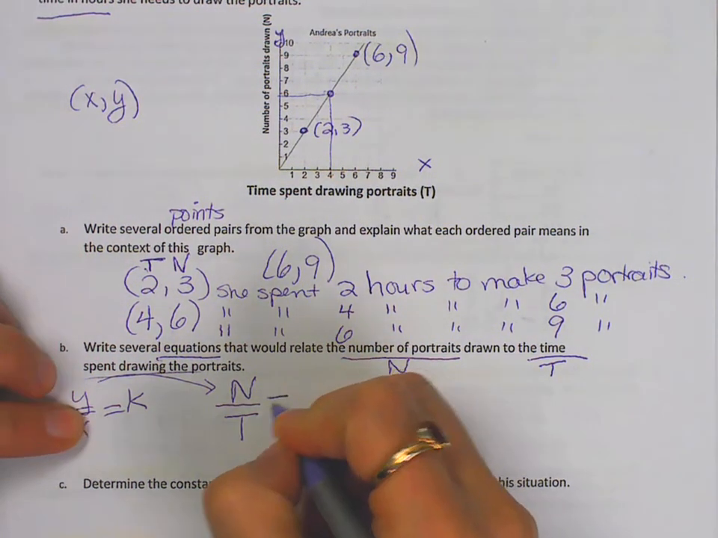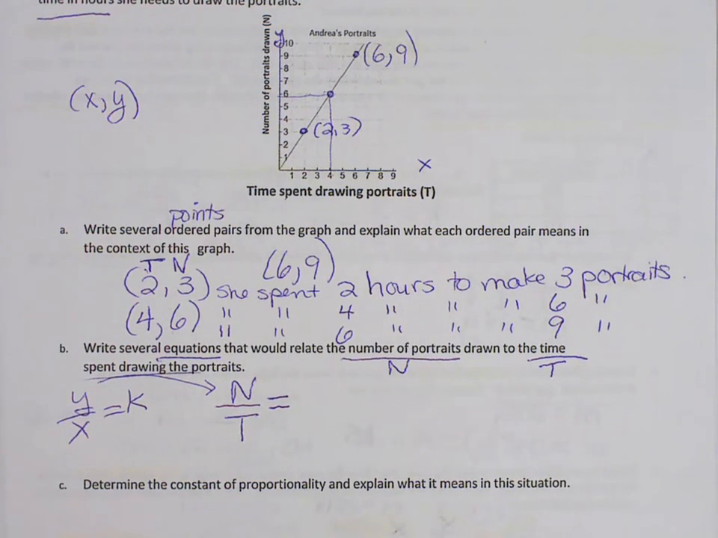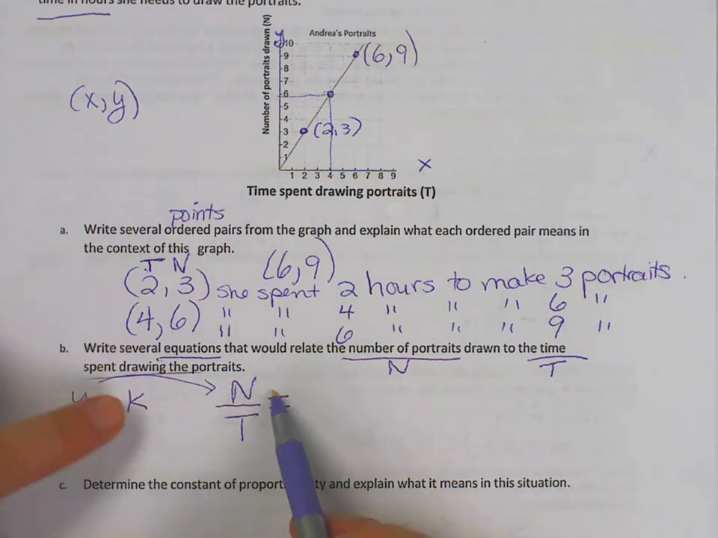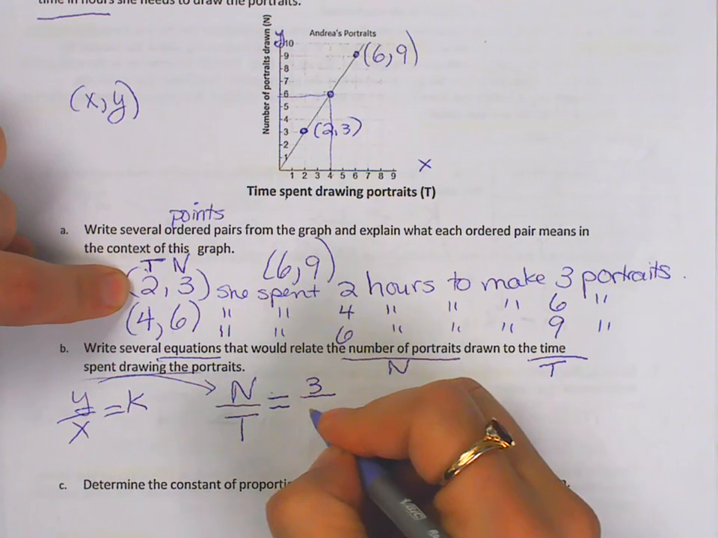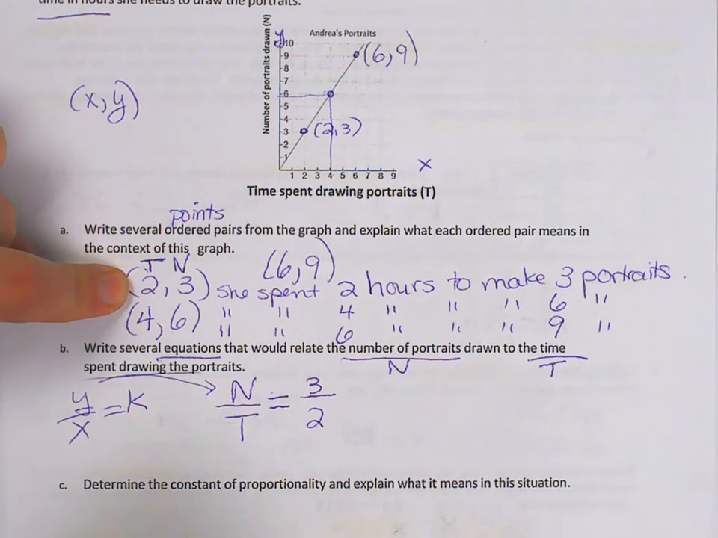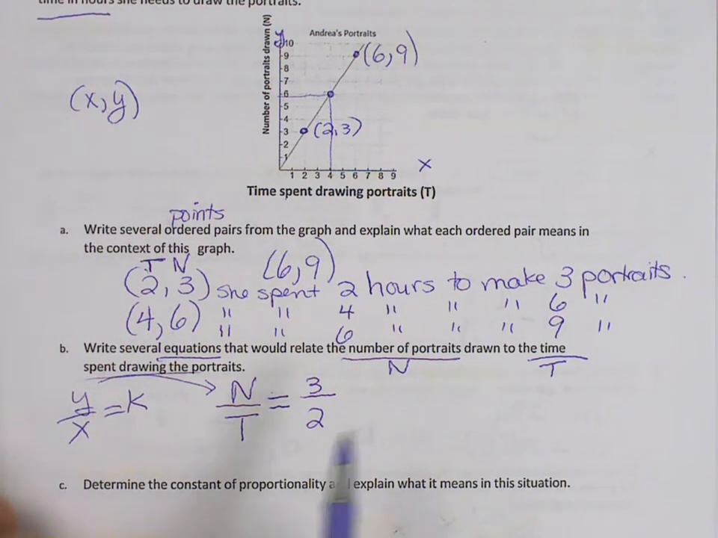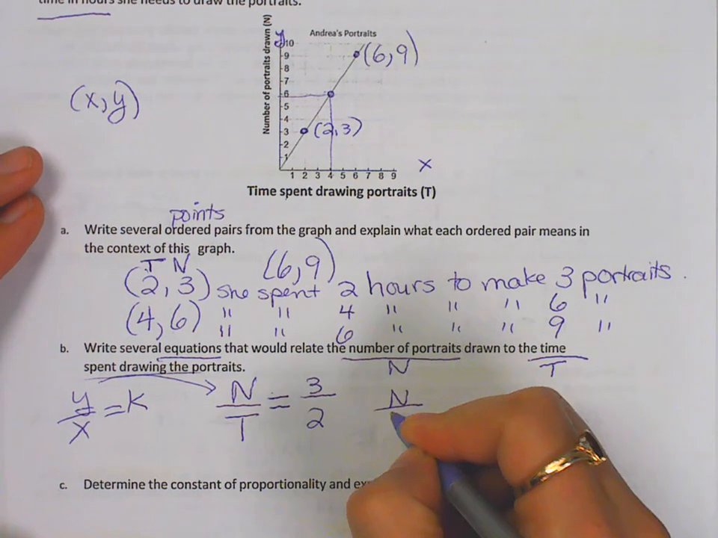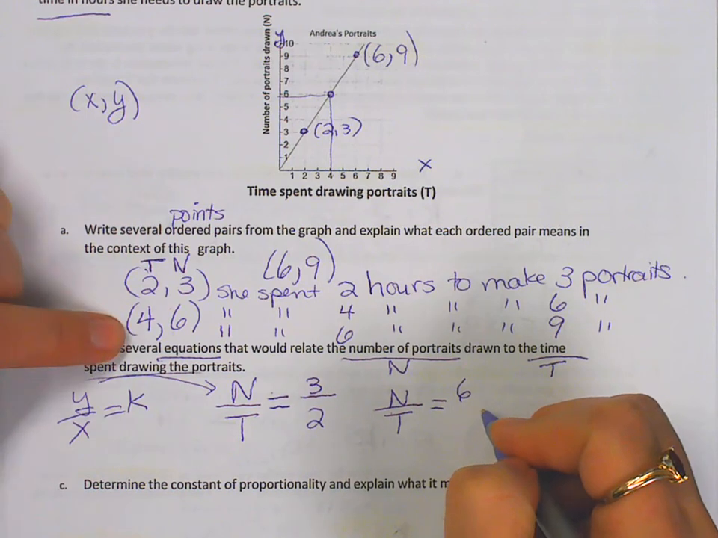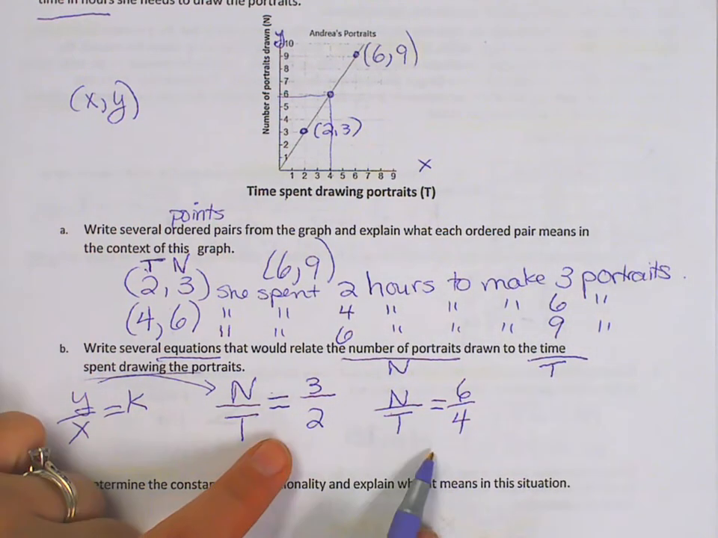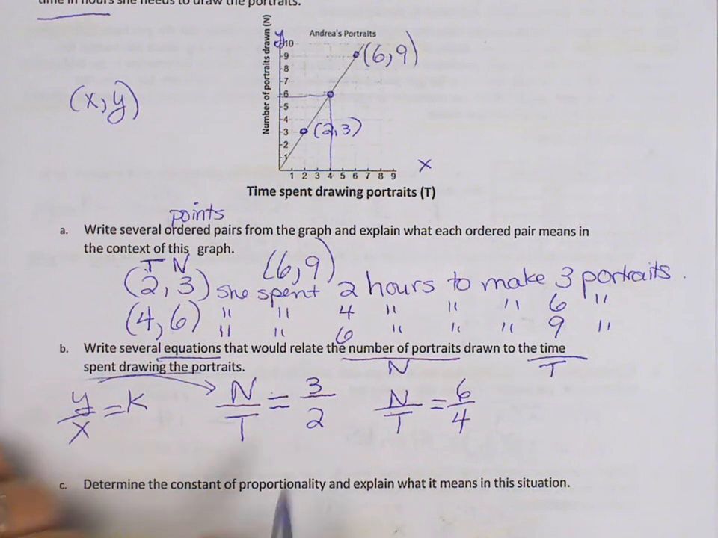And when I divide it, what do I get? Well, I don't know because I didn't do it yet. So give me an N. N. Give me a T. T. Hey, did I write an equation? Sweet. I did one. They said to write more than one. They said to write several. I can use different numbers. I can do 6 over 4. Is it the same thing? Yeah, 6 over 4 simplifies to 3 over 2.